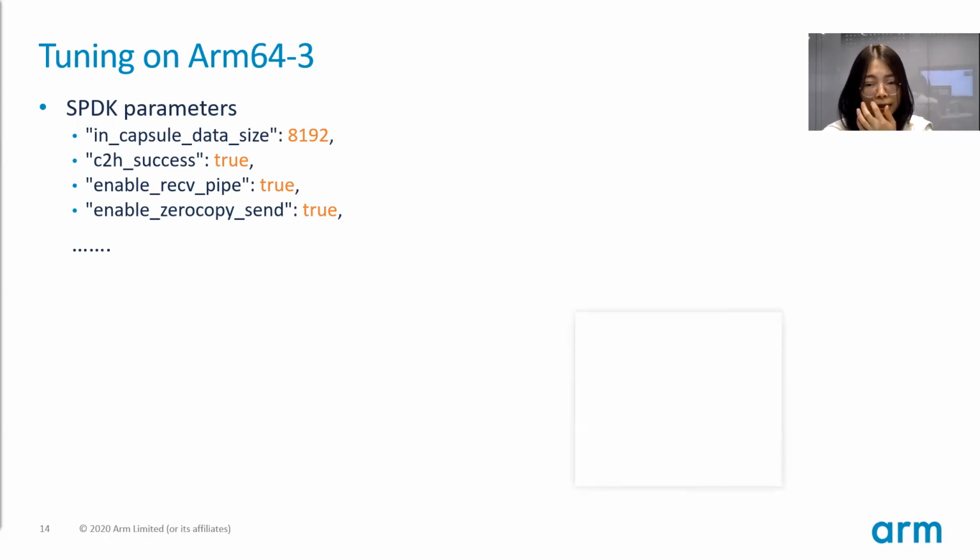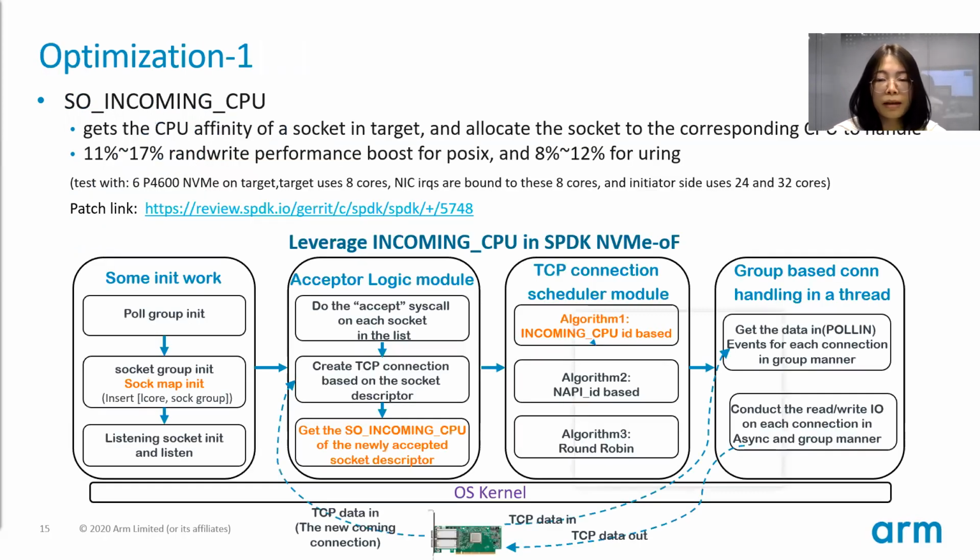And C2H success controls whether to send a response to the host after the controller sends all data to the host. And enable receive pipe controls whether to use the pipe buffer to reduce syscalls. And enable zero copy send means whether to use the zero copy feature of the sendmsg syscall. And in addition to tuning the parameters, we introduced some new features to optimize the performance.